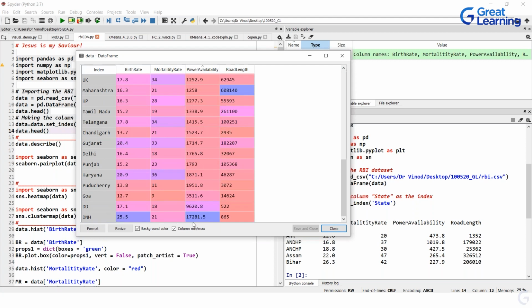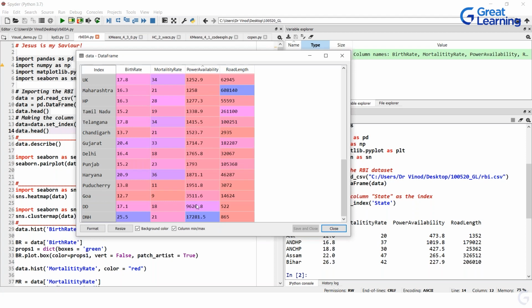So Dadar Nagar Haveli, oh my God, 17,281. And the next is Daman and Diu. And look at the difference from here to here. It has jumped to just a half. So the number one is this, and the next highest is half of that. The third is really a surprise. It's really one third of the second position, which is Goa, and then Pondicherry. So power availability is really very much skewed.